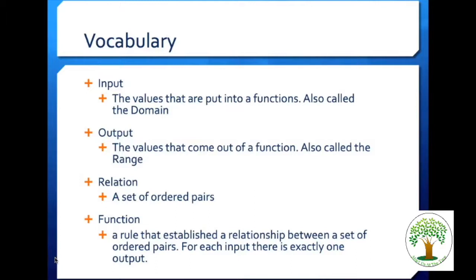For each input, there is exactly one output, and I want to reiterate that it goes forward, but it does not go backwards. You cannot read that as for every output there is exactly one input. It doesn't work. It only works forward and not backward. For every input there is exactly one output. I'm going to give you an example, okay? And it's our birthdays. The input is the person.